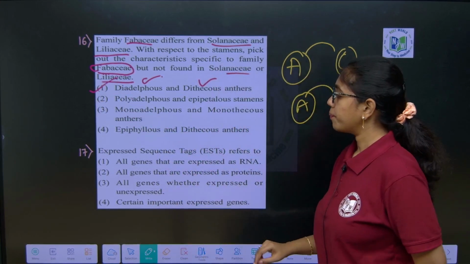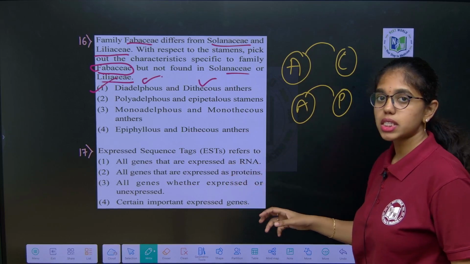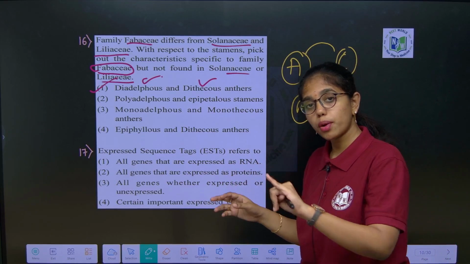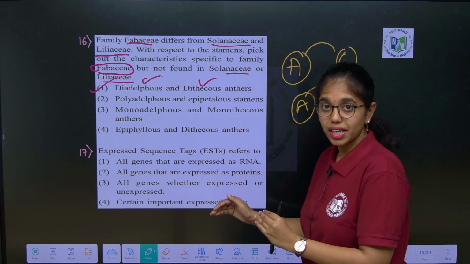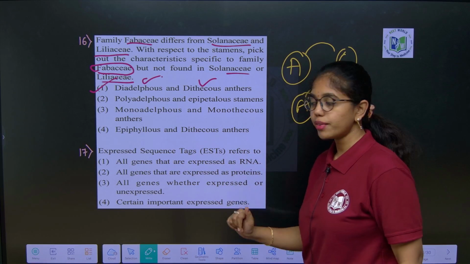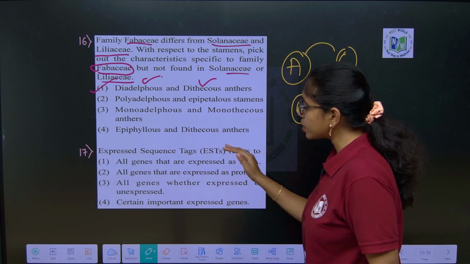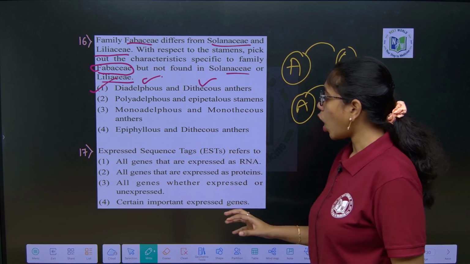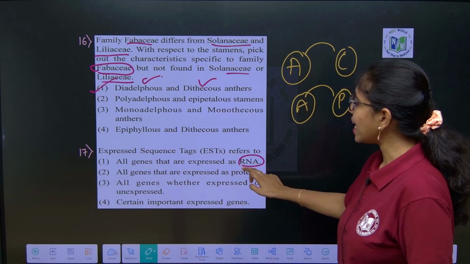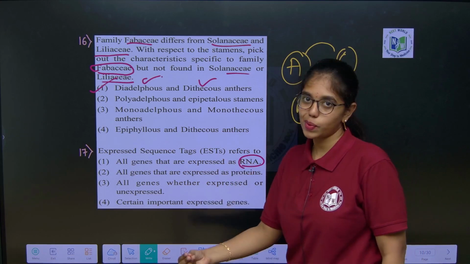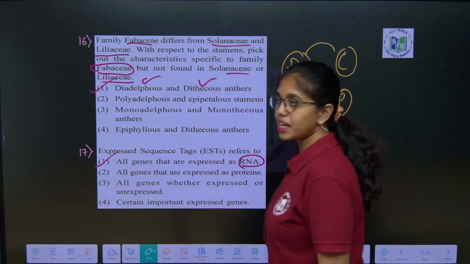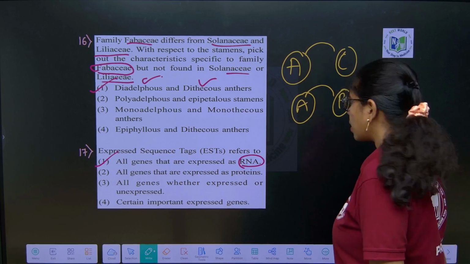So here the answer is option 1, expressed sequence tags. I can find questions on sequence annotation and expressed sequence tags in successive years continuously, so look into it keenly. Expressed sequence tags refers to all genes that are expressed as RNA, all the expressed sequences or coding sequences come under expressed sequence tags.